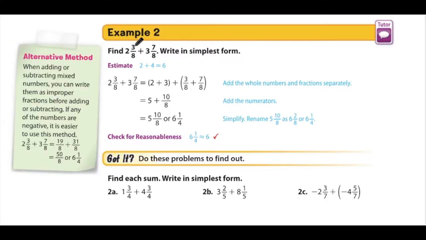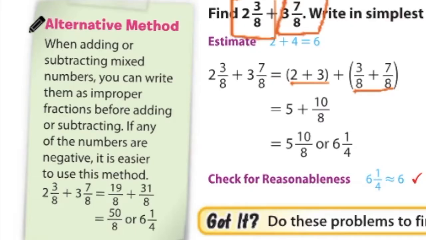For example 2, recall that when you are adding mixed numbers with common denominators, you can add the whole numbers, 2 plus 3, then add the fractions, and then you can simplify that to write your answer in simplest form. Also, when you're adding and subtracting mixed numbers, you can write them as improper fractions before adding or subtracting, and then if any of the numbers are negative, this might be the easier method to use. It's all a matter of preference.